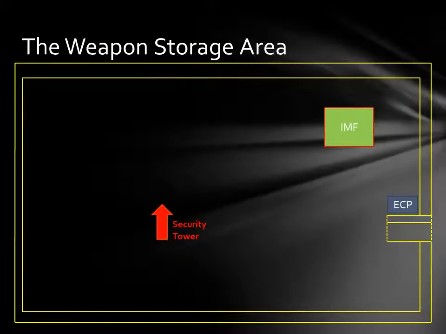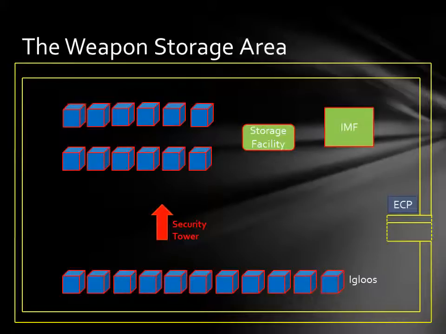The largest facility within the weapons storage area is the Integrated Maintenance Facility, or IMF. This is where the majority of all maintenance actions are completed on the weapon systems. Close by the IMF is a storage facility. This is where weapon systems are stored until the warheads are installed.